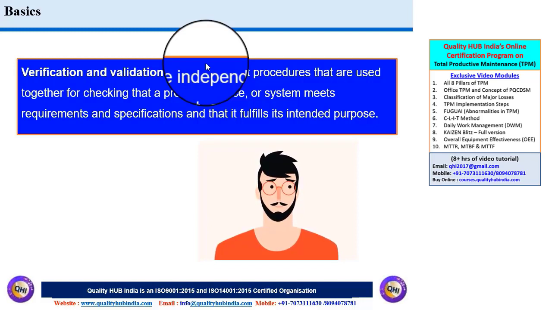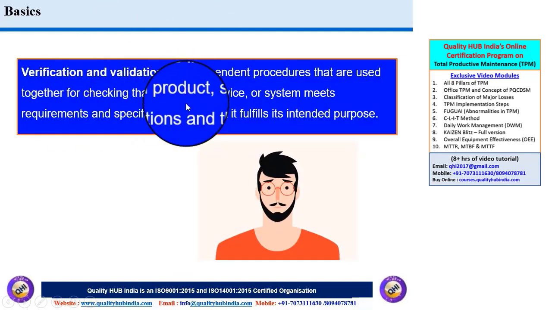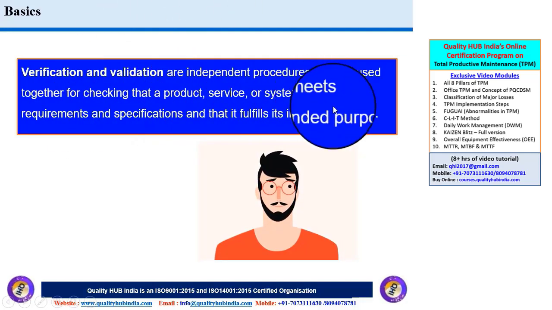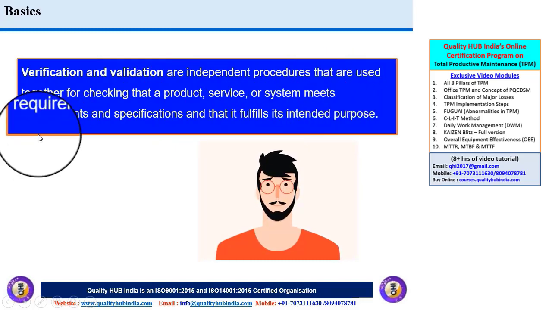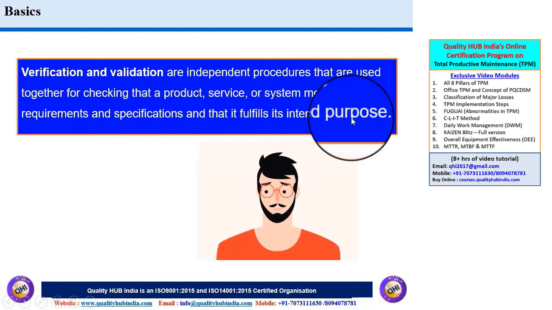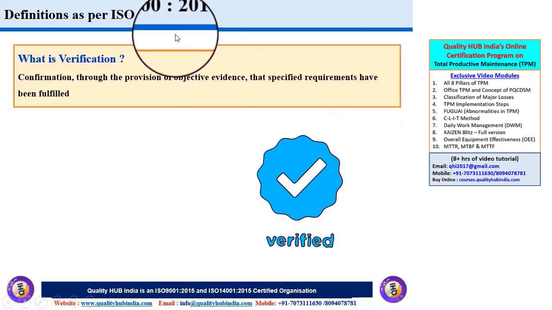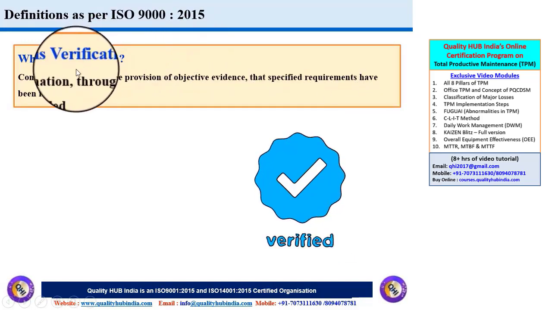So verification and validation both are used for checking that the product or service or system not only meets the customer requirements but also meets the specification and the intended purpose for which the product and services have been designed and developed. So now let's proceed further and first understand the definition of verification.